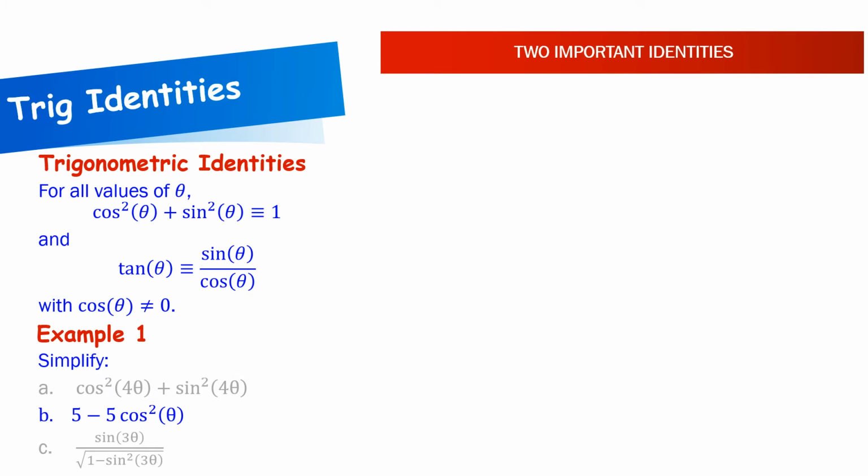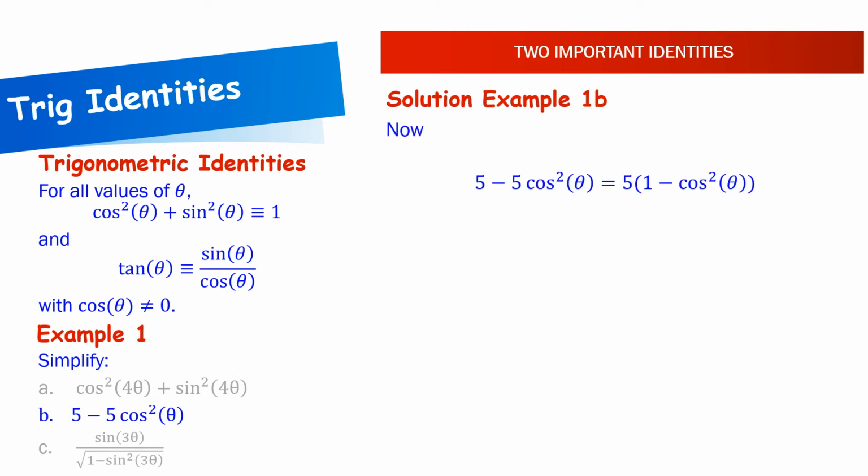Now let's solve example 1b. 5 minus 5 times cos squared theta, if we factorize, is equal to 5 times 1 minus cos squared theta, as shown. And using the identity, we can rearrange it to obtain sine squared theta is equal to 1 minus cos squared theta. And so we obtain 5 minus 5 cos squared theta equals 5 sine squared theta.